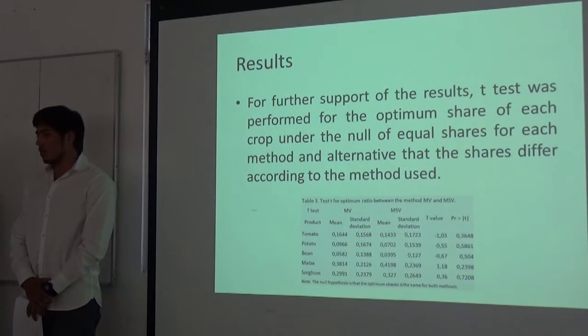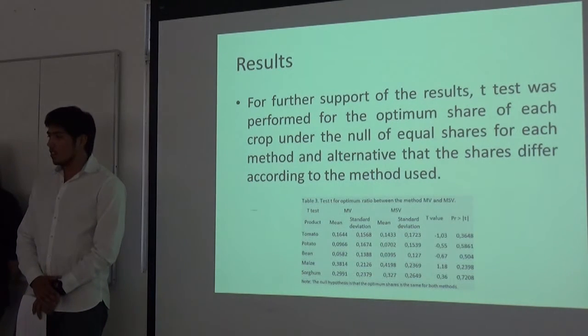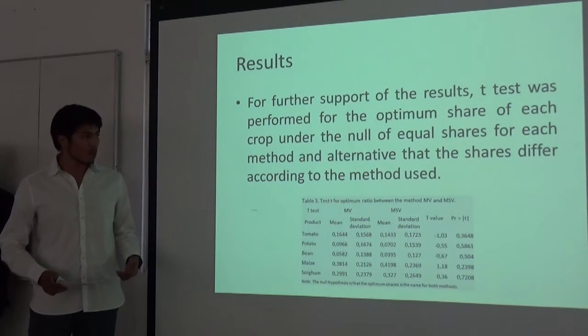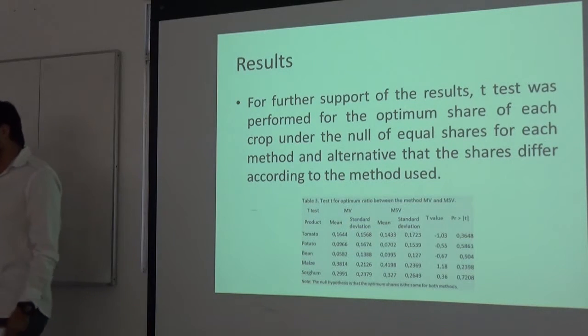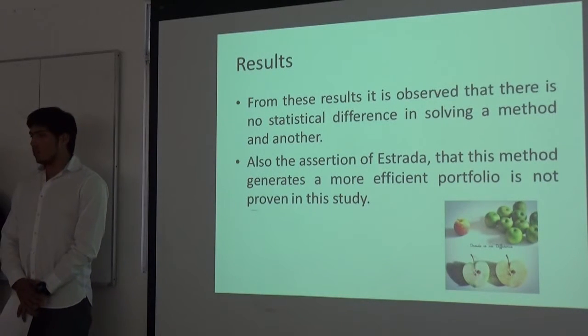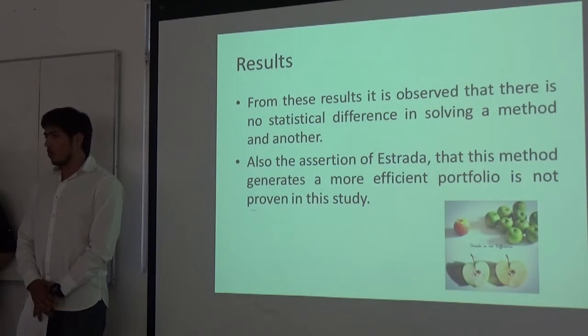For further support of the result, a test was performed for the optimum share of each crop, under the null hypothesis of equal share for each method, against the alternative that the shares differ according to the method used. We can see the p-value is greater than 10%. From these results, it is observed that there is no statistical difference in solving with one method or the other, and the assertion of Estrada that this method generates a more efficient portfolio is not proven in this study.